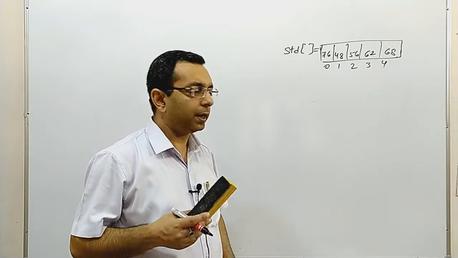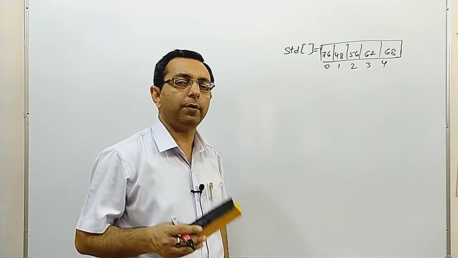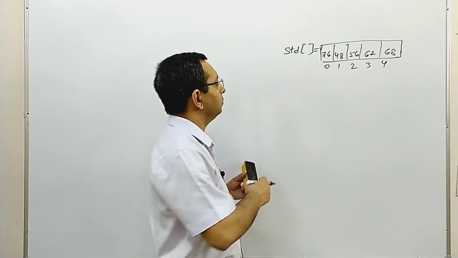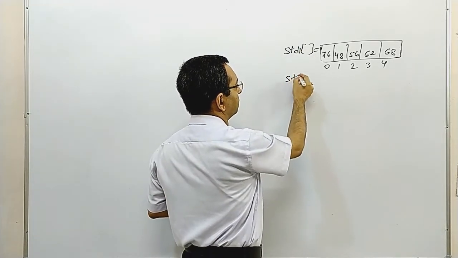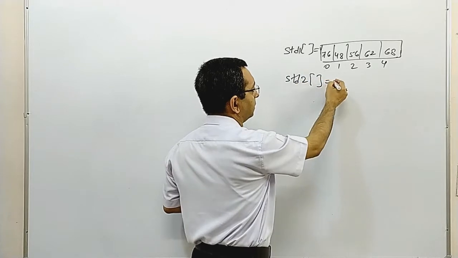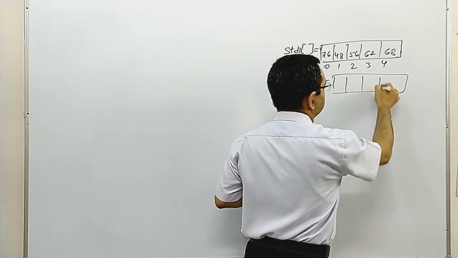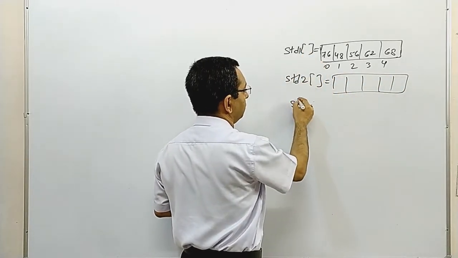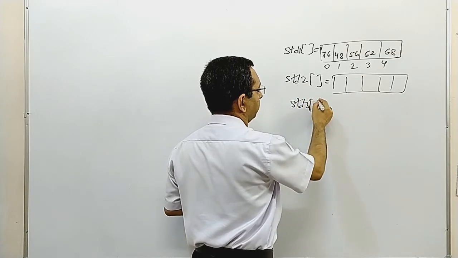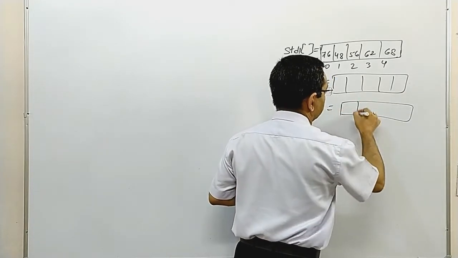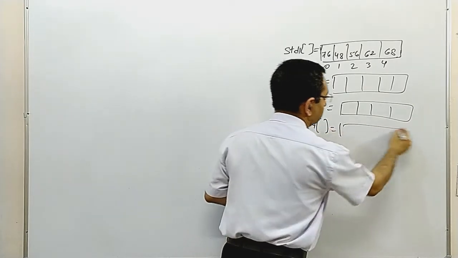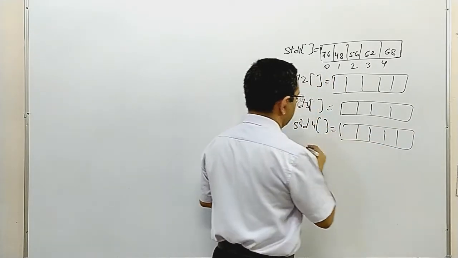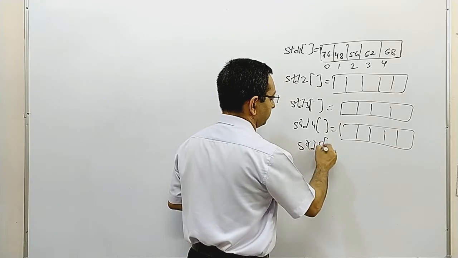But the problem is when you have to store 5 marks for 5 students. So in a simple fashion, you have to take 5 arrays like STD1, STD2, STD3, STD4, STD5.